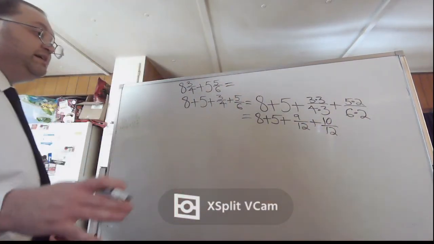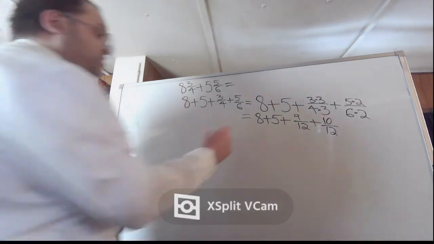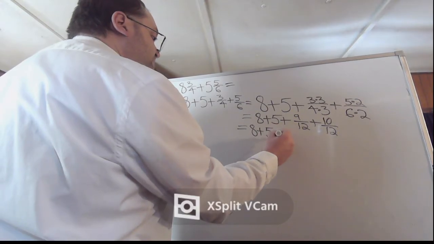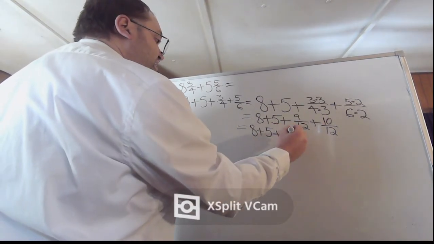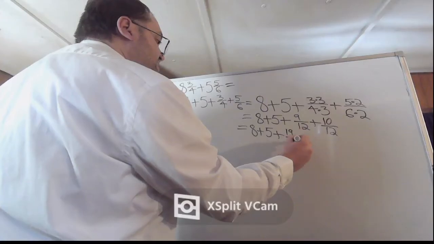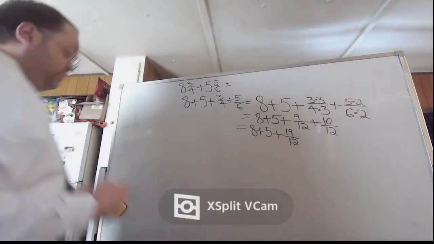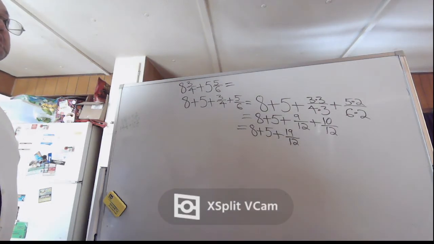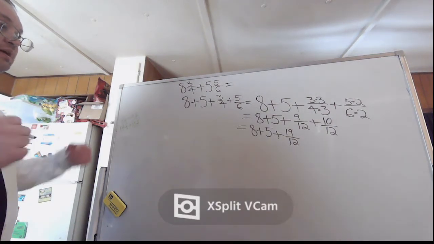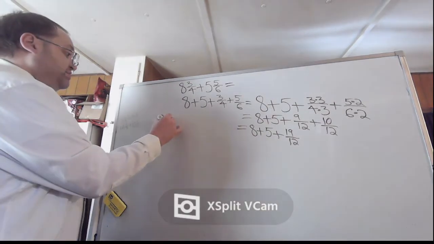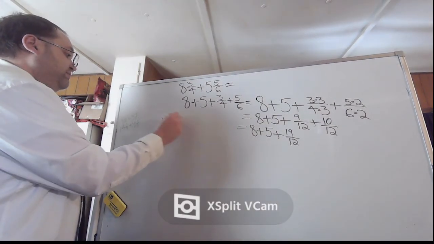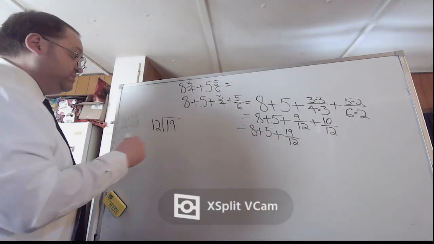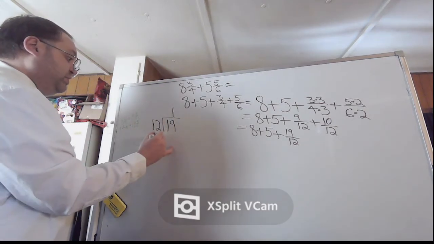Now that we have the same denominator, we can go ahead and add up the fractions. So you'll have 8 plus 5. So 9 plus 10 is 19. So 8 plus 5 plus 19/12. Okay. Now we need to convert the 19/12 into a mixed number. Let's work that out on the side. Let's do some long division. 19 divided by 12. 12 goes into 19 how many times? 1 time. 1 times 12 is 12.